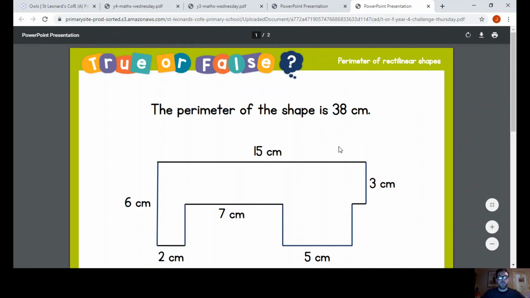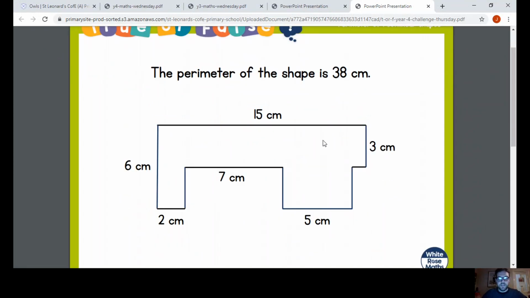Now today, if you complete all those ones and you find them okay, I've set you a challenge, a true or false challenge, which I'll quickly share with you now. Here's your year 4 one. The perimeter of the shape is 38 centimeters. So have a look at what it's been given. Look very carefully, and you've got to tell me if you think it's true or false and explain why.